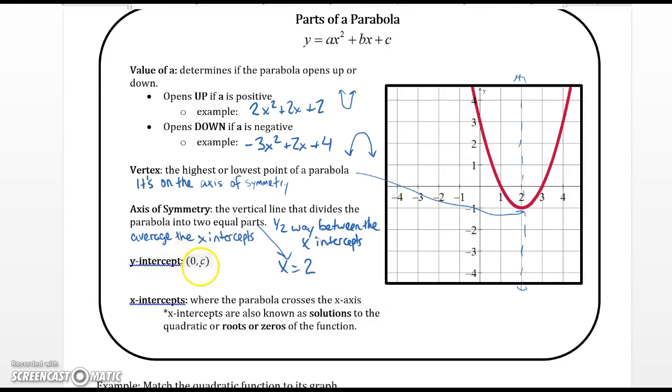And the y-intercept on this one is going to be (0, 3) in this case. We notice that that's the c value. So if we're graphing this, the 3 is going to show up in your equation right here at c. So (0, c), (0, 3), is going to show up right here in your equation.